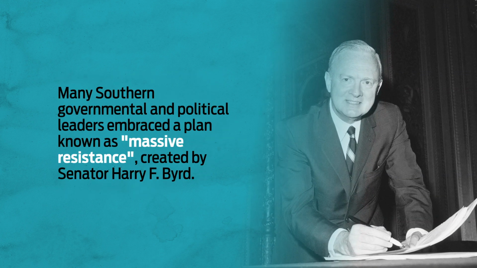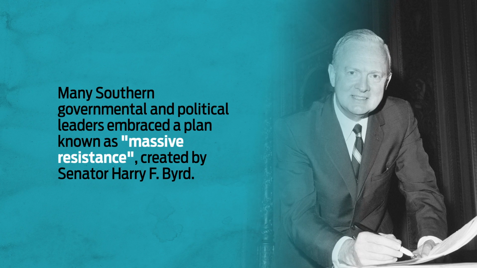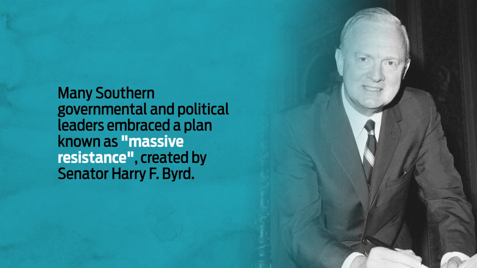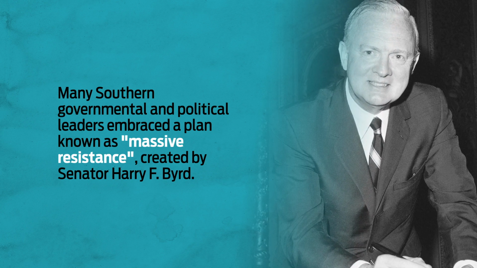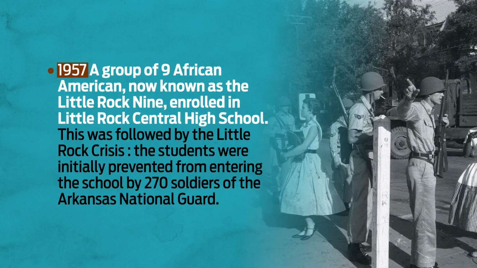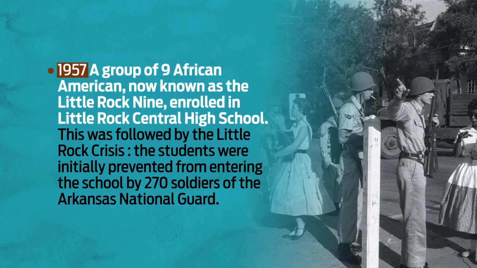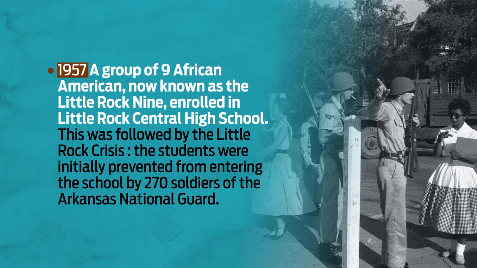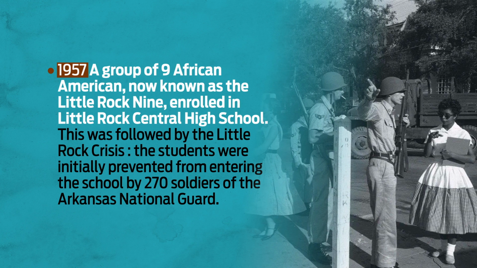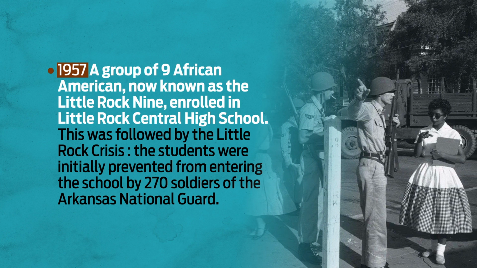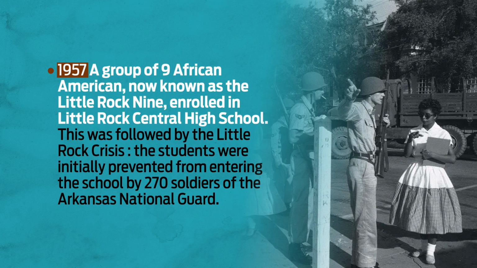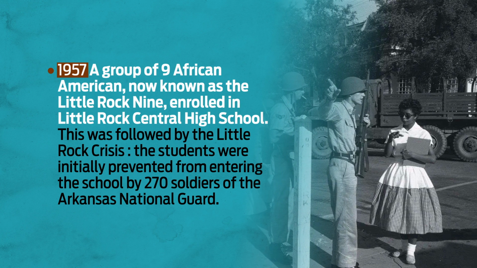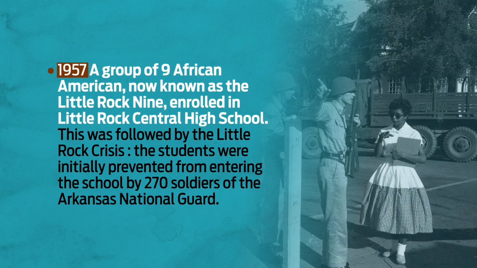Many Southern governmental and political leaders embraced a plan known as massive resistance, created by Senator Harry F. Byrd in order to frustrate attempts to force them to desegregate their school systems. In 1957, a group of 9 African Americans, now known as the Little Rock Nine, enrolled in Little Rock Central High School. Their enrollment was followed by the Little Rock Crisis, in which the students were initially prevented from entering the racially segregated school by 270 soldiers of the Arkansas National Guard, sent by Arkansas Governor Orval Eugene Faubus.